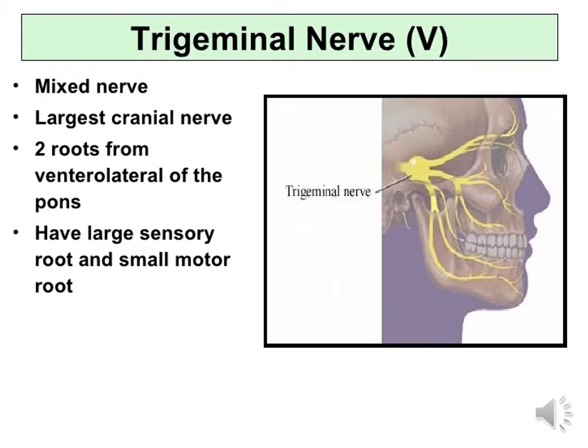The trigeminal nerve is a mixed nerve, so it is both sensory and motor. It is the largest cranial nerve. It has two roots from the ventrolateral part of the pons, a large sensory root and a small motor root, that form the trigeminal nerve.